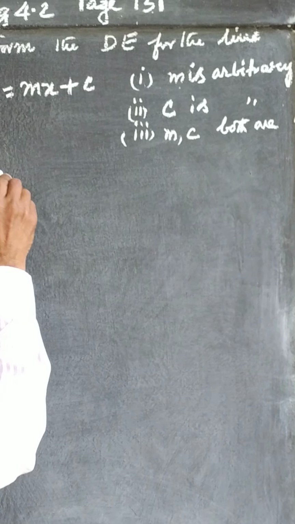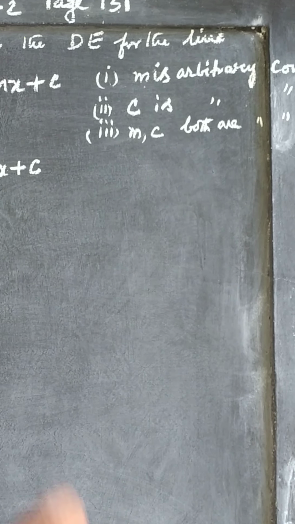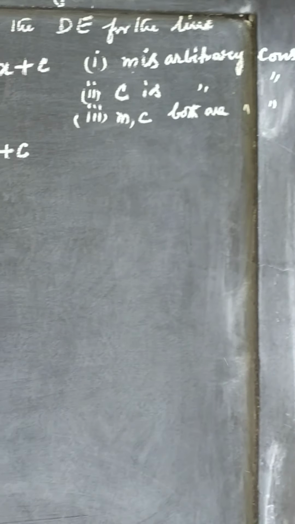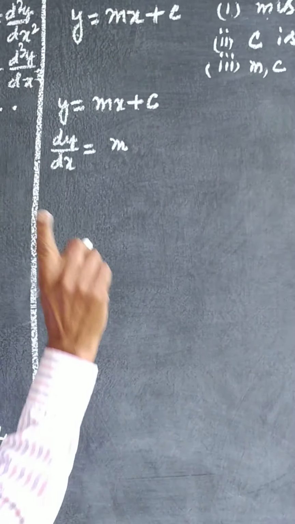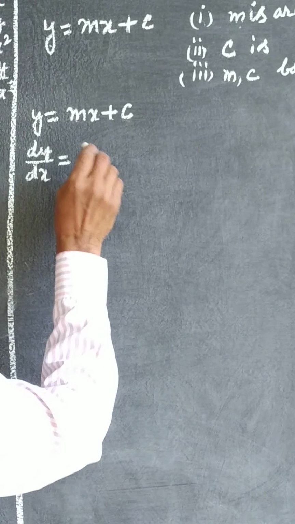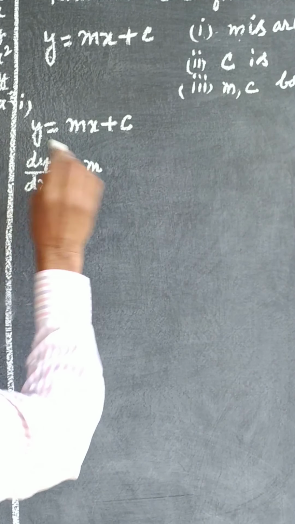So, y is equal to mx plus c. Differentiating, we get dy by dx, which is equal to m alone. On differentiating x, you get only 1. So, naturally the constant becomes 0, and therefore, for this first case, this is the solution.